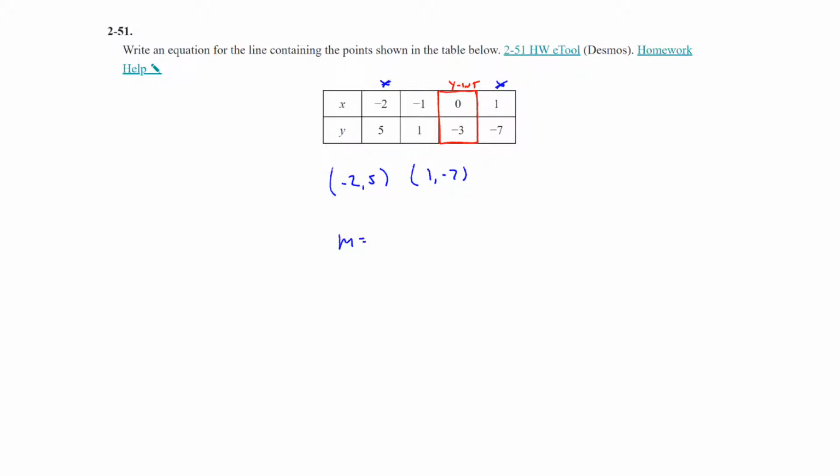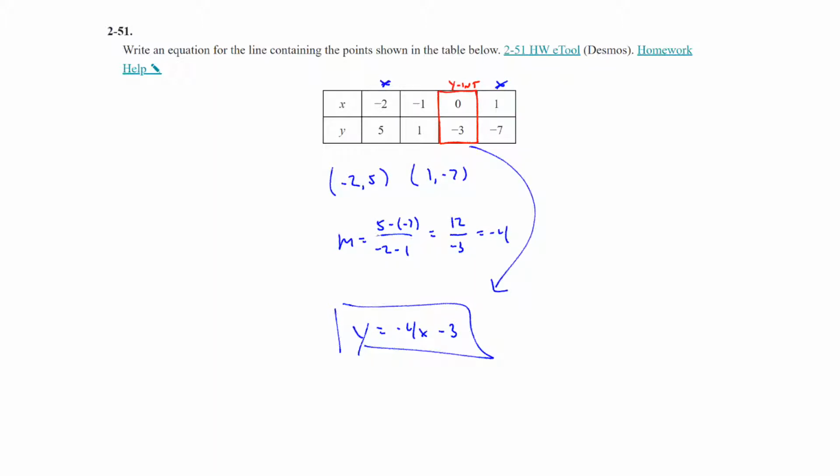So my slope is my change in y, 5 minus negative 7, over my change in x, negative 2 minus 1. So 5 minus negative 7 is 12. Negative 2 minus 1 is negative 3. 12 divided by negative 3 is negative 4. So we have the information to write the equation. Y is equal to negative 4x minus 3. Once again, that minus 3 at the end comes from the y-intercept.